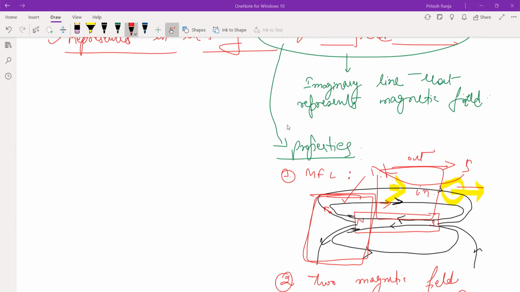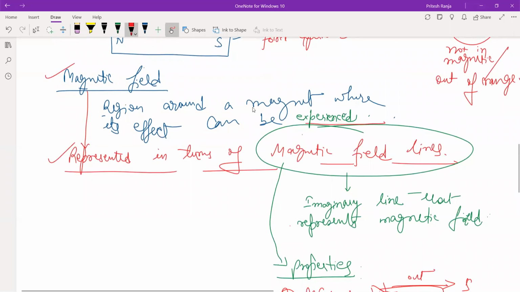Yes, you have the definition of magnetic field here. Region around a magnet where its effect can be experienced.